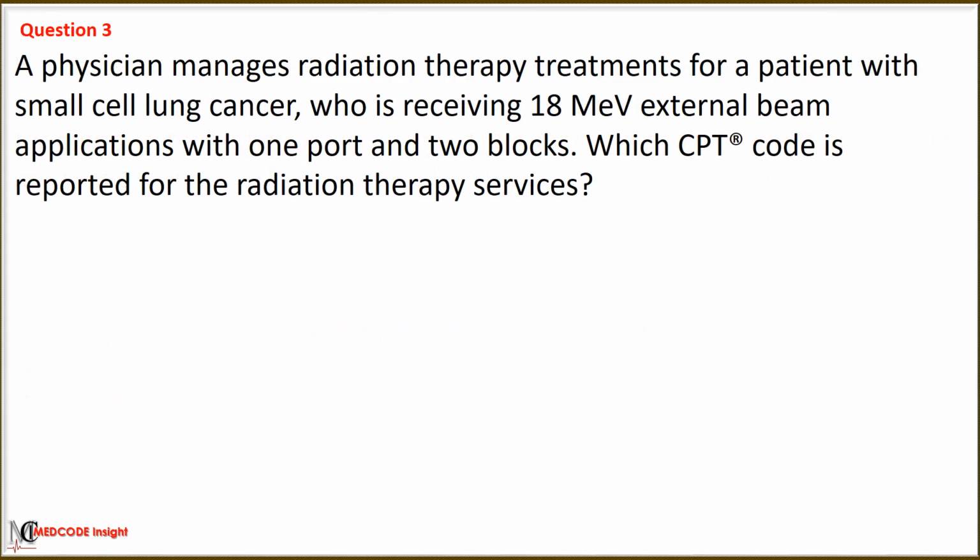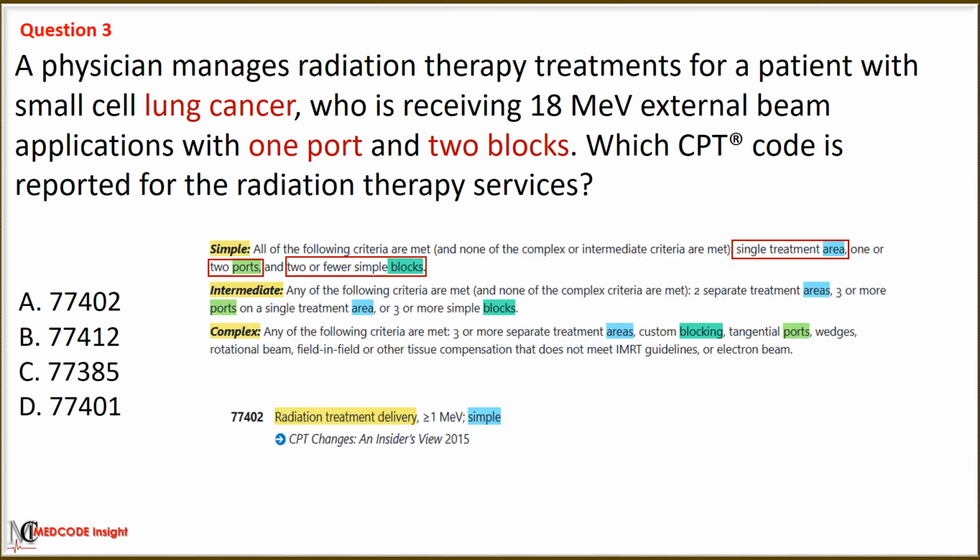A physician manages radiation therapy treatments for a patient with small cell lung cancer who is receiving 18 MeV external beam application with 1 port and 2 blocks. Which CPT code is reported for the radiation therapy services? Option A with code 77402, option B with code 77412, option C with code 77385, option D with code 77401.